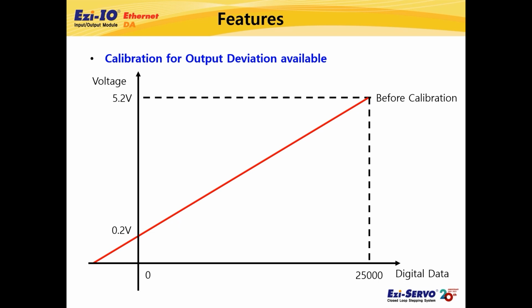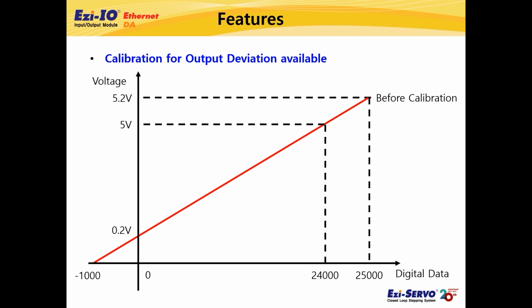For example, in the case of 0 to 5 volts output mode, the input digital value 0 to 25,000 is converted to 0 to 5 volts output. However, due to the deviation, if the output value is 0.2 volts when digital value 0 is input and the output value is 5.2 volts when digital value 25,000 is input, it is inconvenient to set the digital value input range to -1,000 to 24,000 to get the correct value.